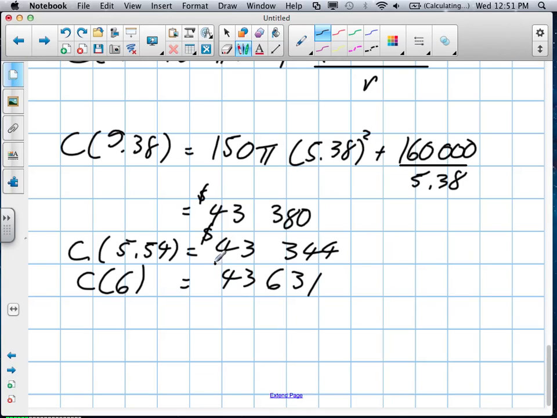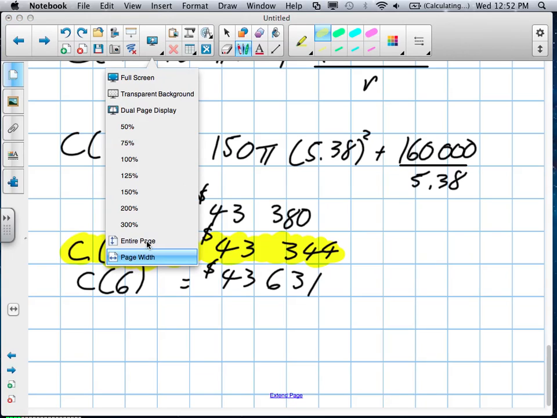So, to minimize cost, again, we're at our tangent point. It'll cost us $43,344 to build this cylinder if our radius is 5.54 meters.